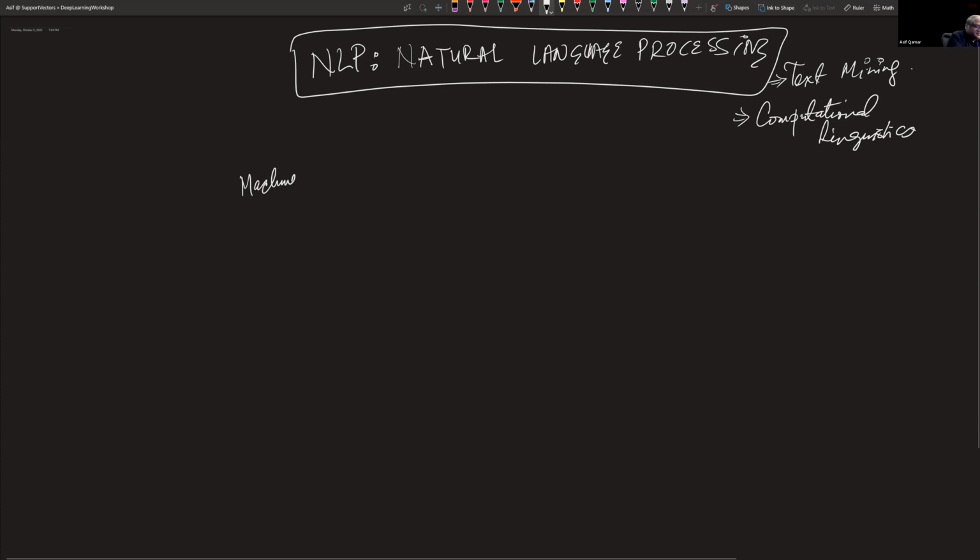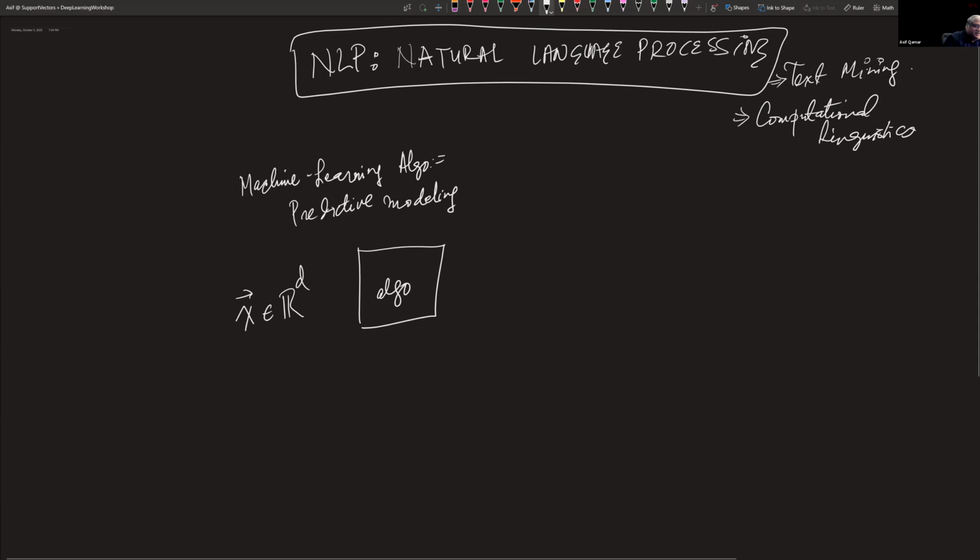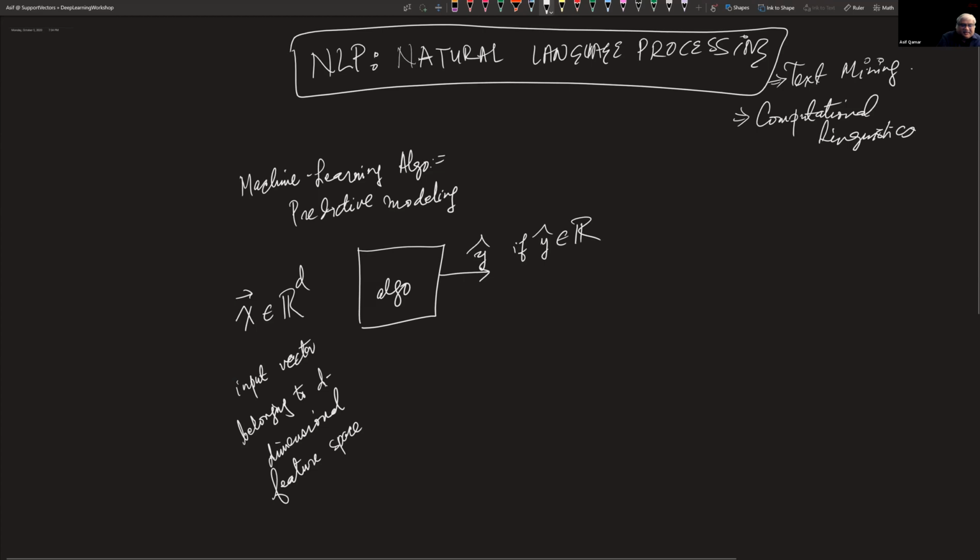If you look at a machine learning algorithm, essentially, if you're doing predictive modeling, or supervised learning, what are the things you do? You have a black box, you have your algo. What goes in is an X vector belonging to some d-dimensional feature space, isn't it? Input vector belonging to a d-dimensional feature space. And if the output y hat is a number, then what do you call this sort of algorithm? Regression. Regression, yes. This is your regression.